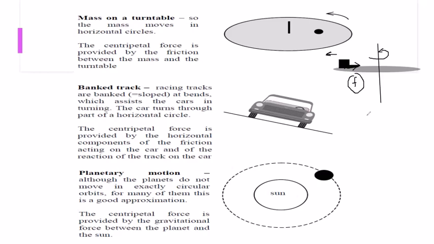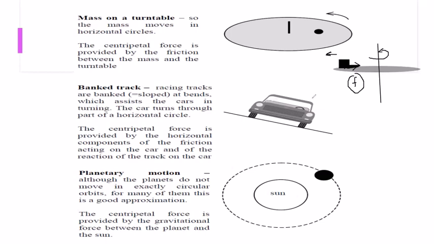In the previous example, there was a string, like a conical pendulum or a simple pendulum. So in that case, the tension in the string was the centripetal force. But in this example, the friction which is directed towards the center is responsible for circular motion. That's why friction force is a centripetal force. Is it clear? Clear, sir.